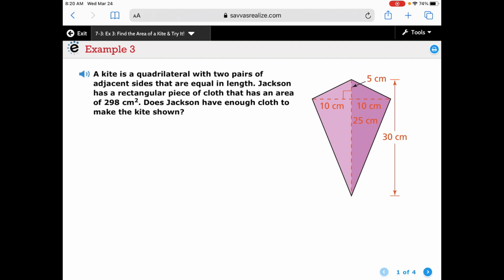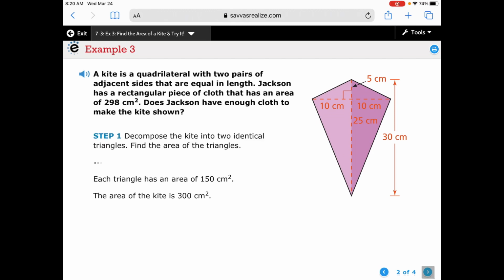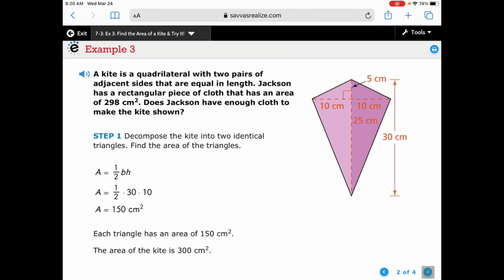It says Jackson has a rectangular piece of cloth that has an area of 298 centimeters squared. Does Jackson have enough cloth to make the kite shown? So we've got to find the area of this kite. You can see that it's comprised of 4 triangles, right? So we're going to do the 30 times 10, right? Which is these larger triangles here on the bottom.